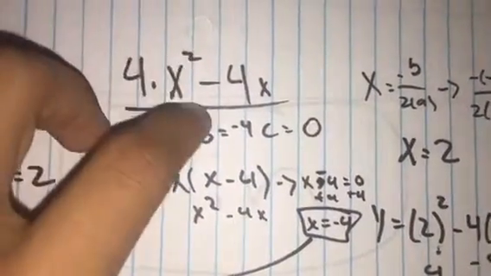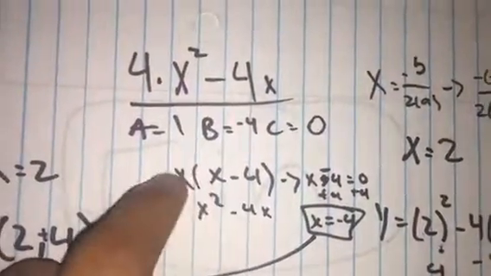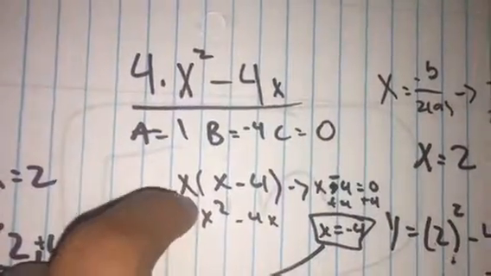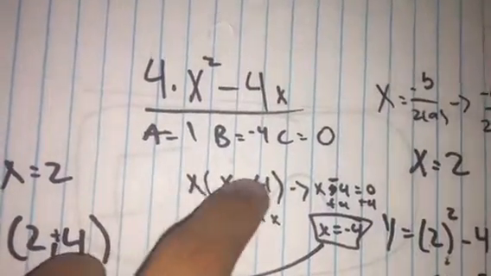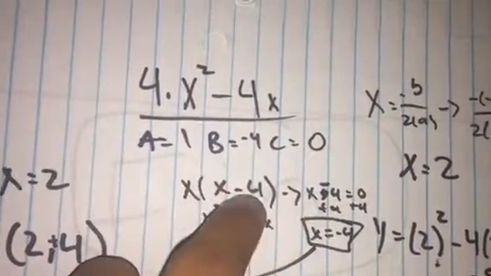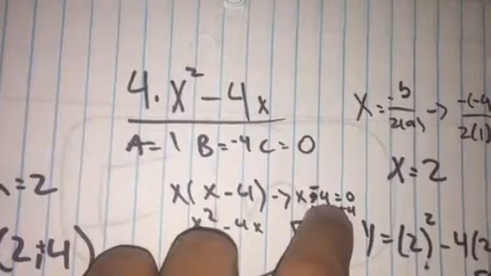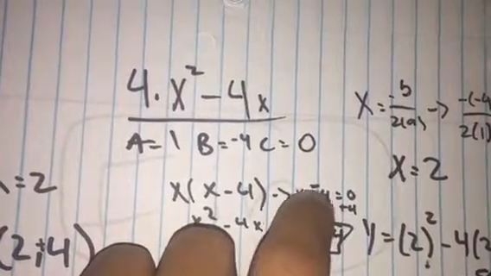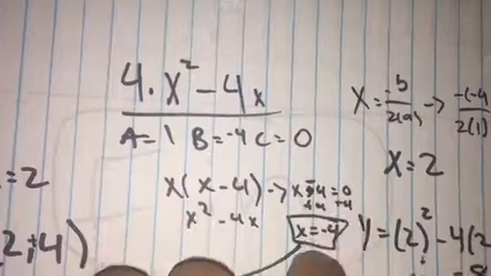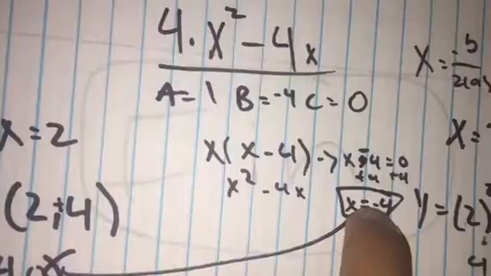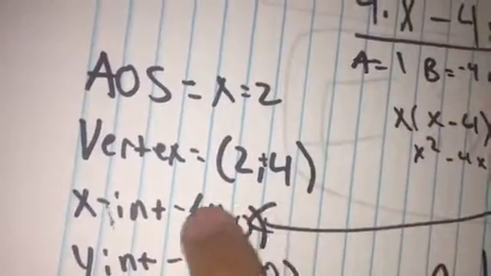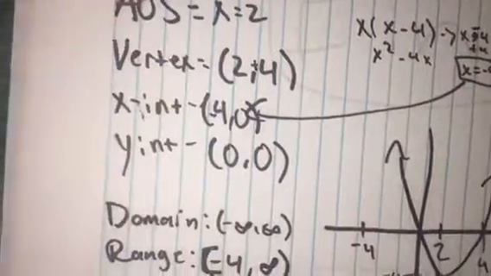It's just x squared minus 4x, and once you factor it, you get x times x minus 4. So you set x minus 4 equal to zero, and then you add 4 on this side, so that means x equals positive 4. I put negative 4 right there, but it's positive. So your x-intercept would still be positive 4, not negative 4. And your y-intercept would be 0, 0.